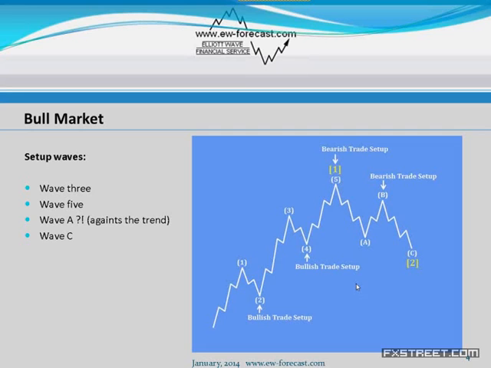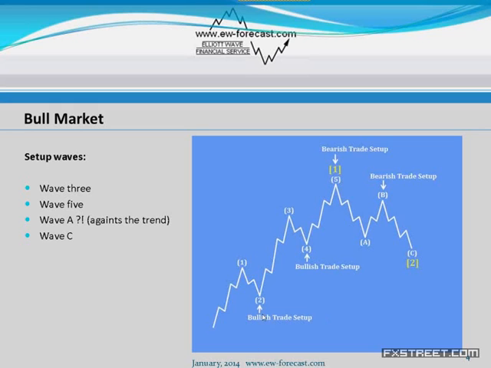When we analyze the market, we usually try to define our entry and exit points on this type of price action. As you see here, there is a set of waves: wave 3, wave 5, wave A against the trend, wave C. You can see here basically the 1, 2, 3, 4, 5 ABC pattern, which marks 1, 2 on a higher time frame. And we noted here two bullish setups.